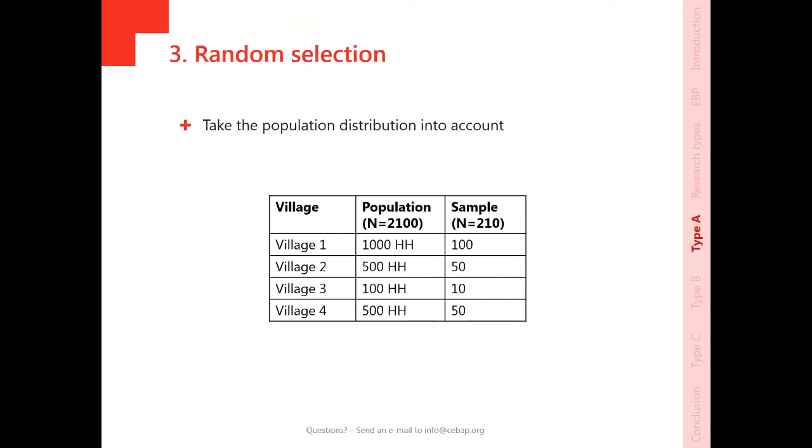If we have a look at the example, you can see 4 villages. There is a total population of 1,000 households in village number 1, 500 households in village number 2 and 4, and 100 households in village number 3. Now, if we need to take a sample of 210 households, this sample should be proportionally distributed over the various villages. So 100 in village number 1, 50 in village number 2 and 4, and 10 in village number 3.